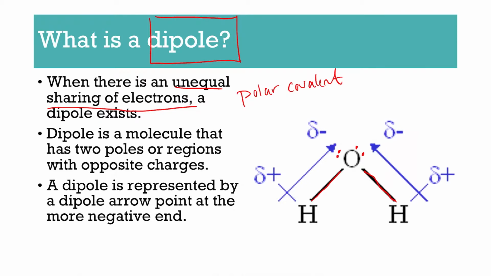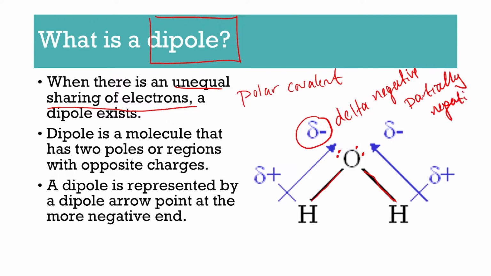We can literally see the extra electrons around oxygen, and so we give it a delta negative. So this is delta negative, and what that means is that it is partially negative. Because remember, electrons are negative, so the more electrons oxygen has around it, the more partially negative it is. Oxygen is also the more electronegative atom in the pair. So that's how you're able to determine that.